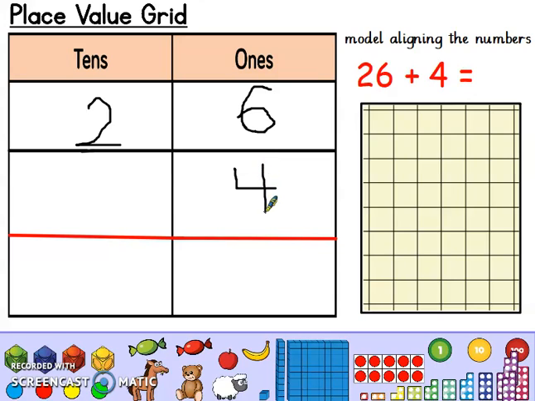4 has 4 ones and how many tens? No tens, that's right. But this time I'm not adding the 6 and the 4 together. This time I am taking away. So I'm going to take away the 4 from the 6. What's 6 take away 4?